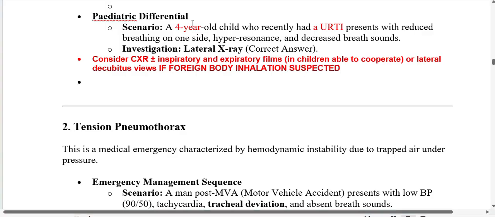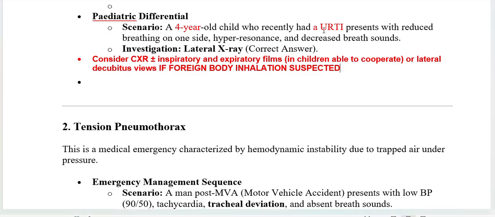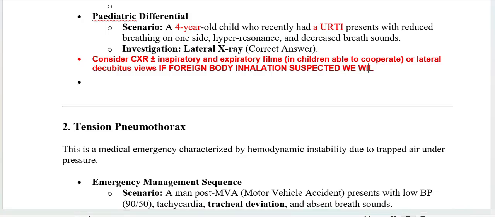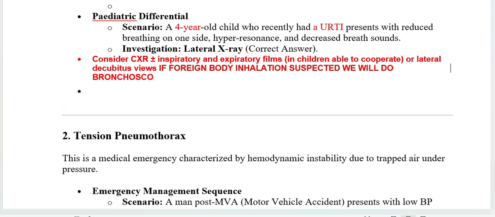Because in the scenario they might ask about choking or something, and that might be the clue. But another clue which will tell us it's not the upper respiratory infection but pneumothorax is that because of the upper respiratory tract infection he might cough a lot, and because of the cough he will get a primary spontaneous pneumothorax, but we are not sure, right? So in both cases we will do the lateral X-ray, but in case of a foreign body inhalation, we will do bronchoscopy, diagnostic and therapeutic, right?